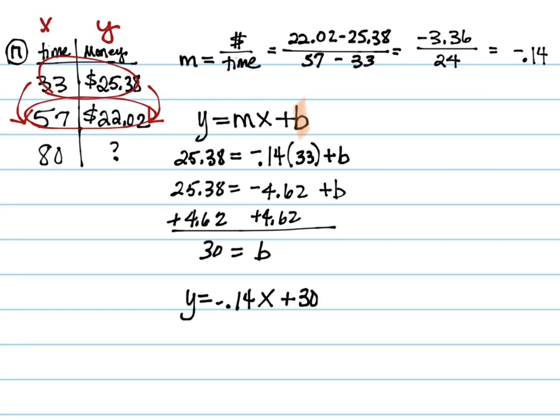Right. I can plug in 80. So if I plug in 80 times 0.14, that's going to tell me how much the phone call cost me. And then if I were to take that away from the 30, that will tell me how much money's left on my card. So what do you guys get? $18.80.